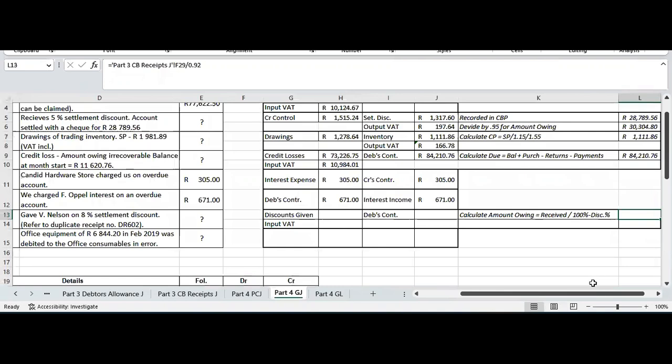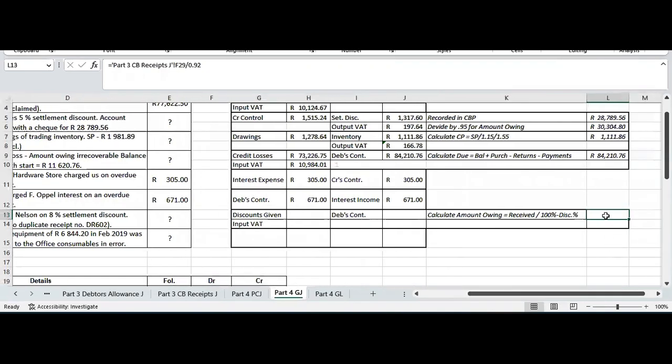Okay, so when we put in that amount, we are going to divide the amount that he paid by 0.92. Why? Because he is getting an 8% discount. So he's only paying 92% of what he owed, and therefore we divide by 0.92. Okay, and then we get an amount here of just over 70,000. Now, that is the full amount.